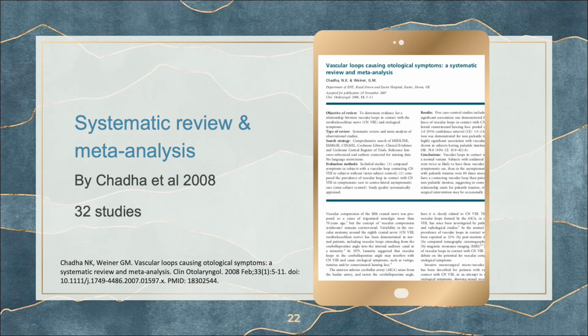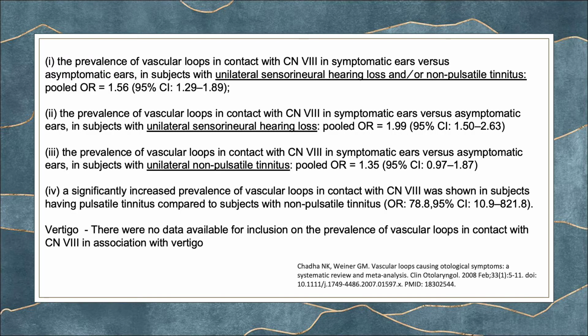Of course, then we needed something more powerful, which is a meta-analysis. Cheddar proceeded to analyze 32 papers. Among the patients with vascular loops, he compared those symptomatic versus asymptomatic, looking at individual symptoms. Those which had statistically significant increased odds ratio were subjects with unilateral sensorineural hearing loss with or without non-pulsatile tinnitus, which had an increased odds ratio of 1.56.